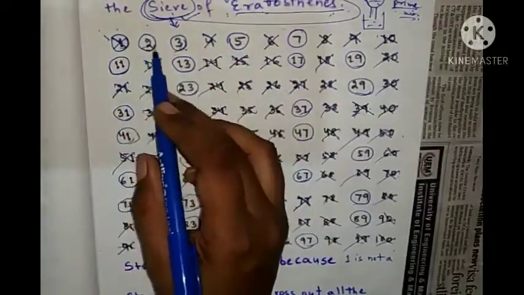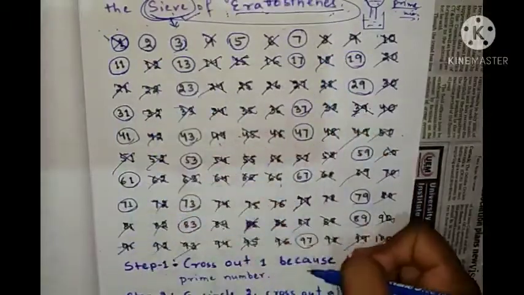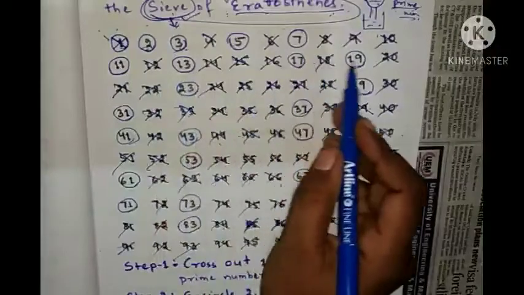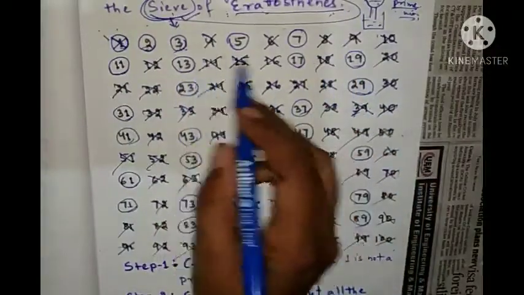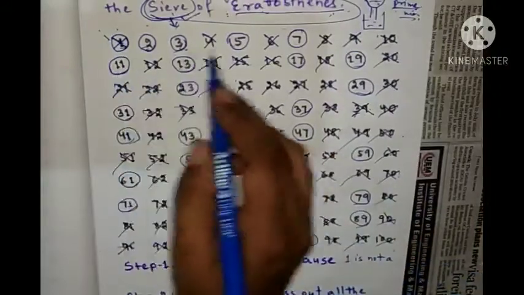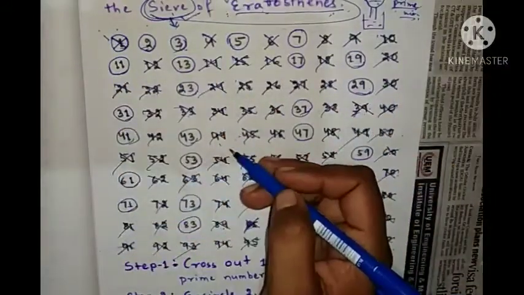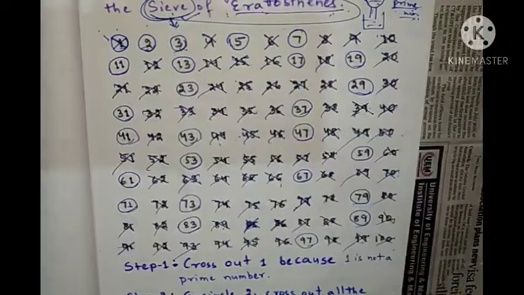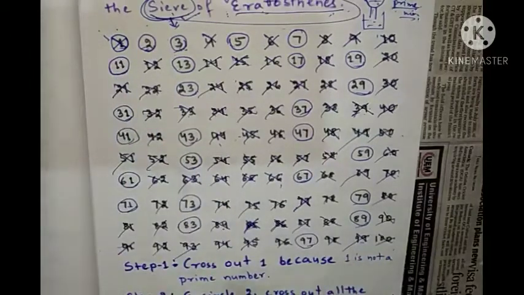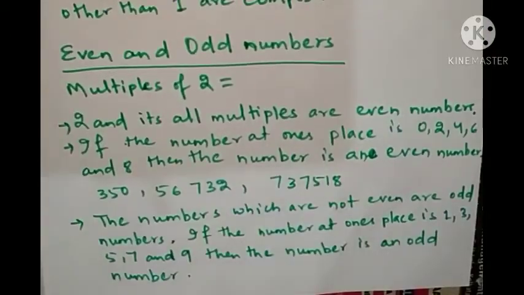Except one, all the numbers which are circled, like 2, 3, 5, 7, 11, 13, 17, 19, are what? Prime numbers. And which numbers are crossed, except one? Those numbers are composite numbers. Like that, by this method we can find out prime numbers and composite numbers from 1 to 100. So this is about prime and composite numbers.